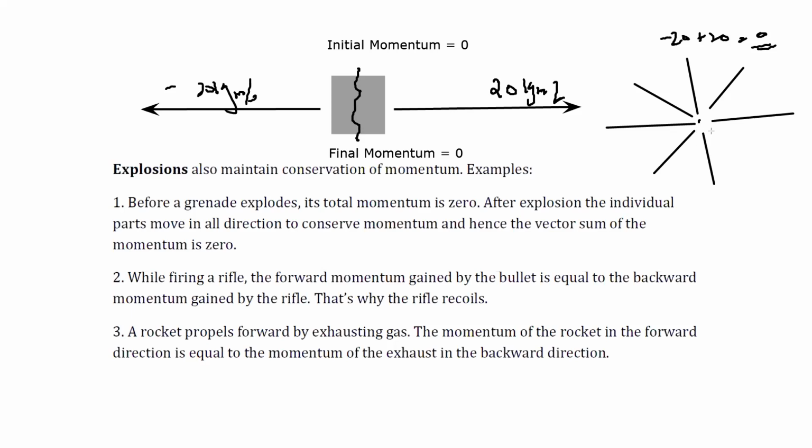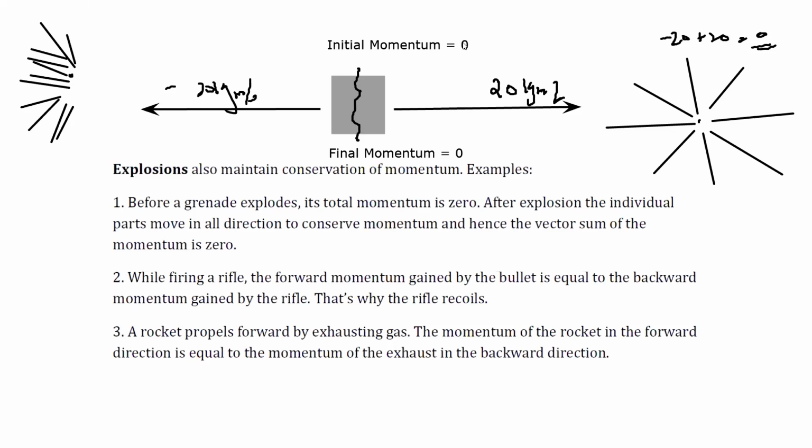Whenever there is a firework, you will observe that when a firecracker explodes, it will make a certain pattern. You will never experience a firecracker exploding with all the fragments going towards one side. Why? Because if the initial is 0, the final should also be 0.